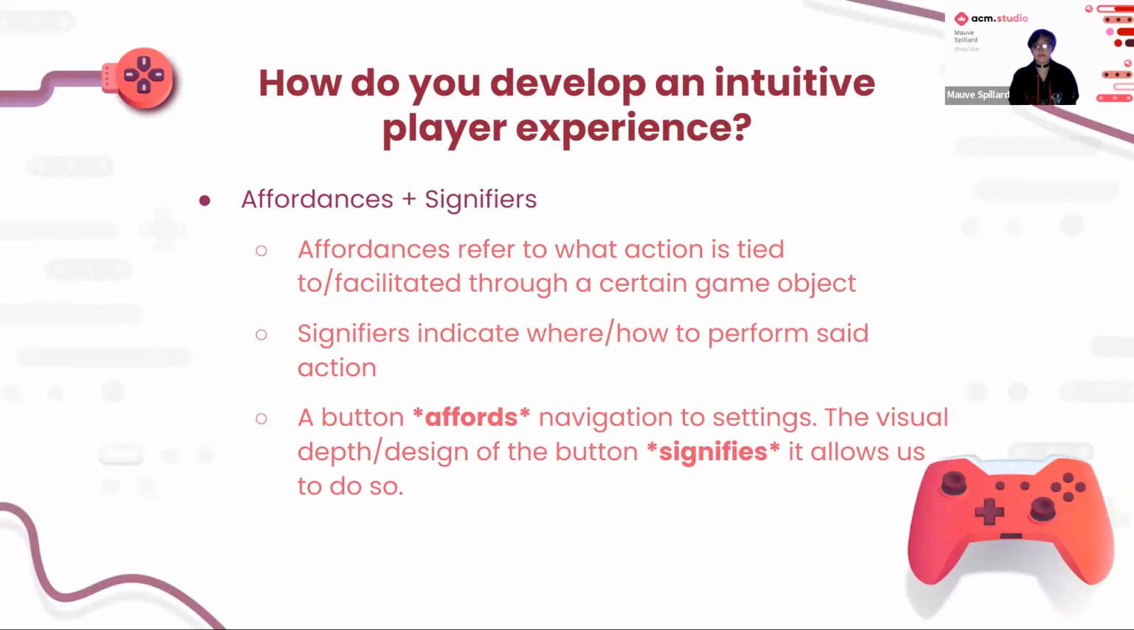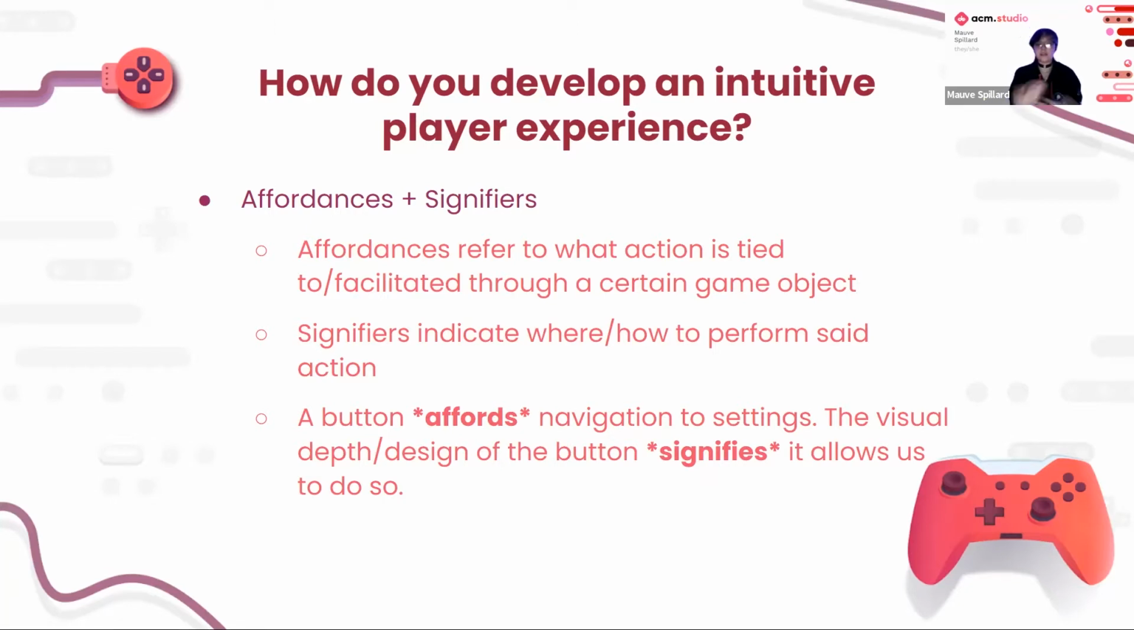So one of the most important features is affordances and signifiers, and they're pretty much always together. So here they are together. Affordances are essentially an action that is tied to or facilitated through a certain game object or a certain thing in the game. An example is you click a button, that button opens a door. So that motion of the door opening is the affordance of that game object, which was the button.